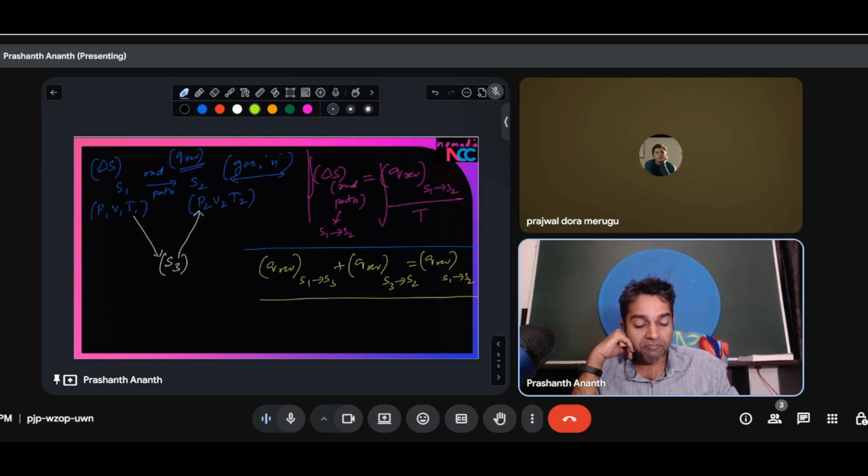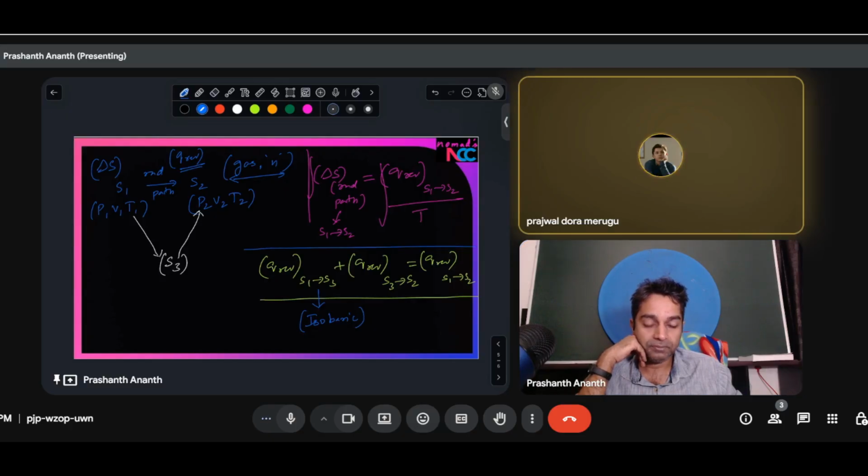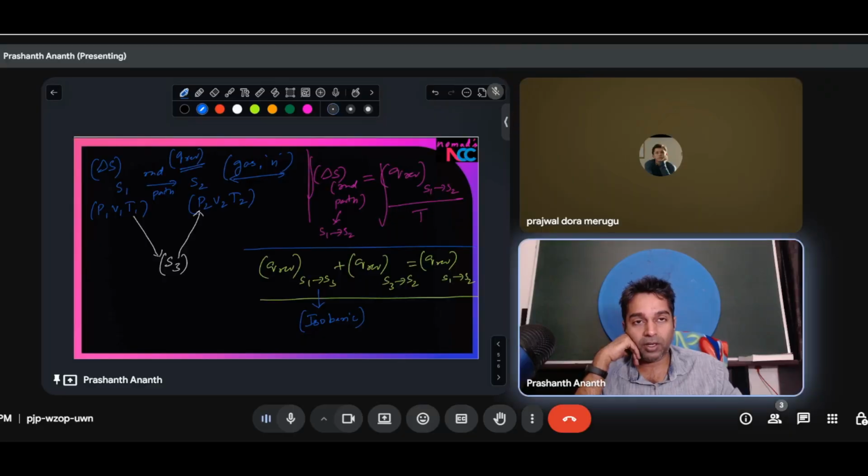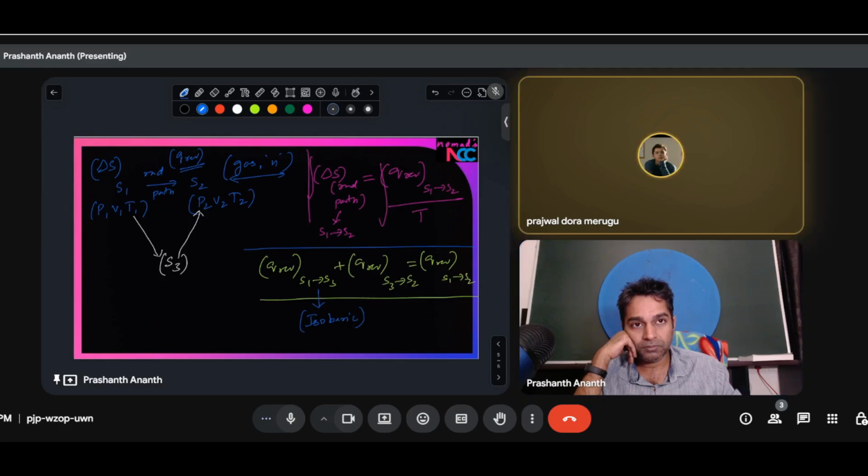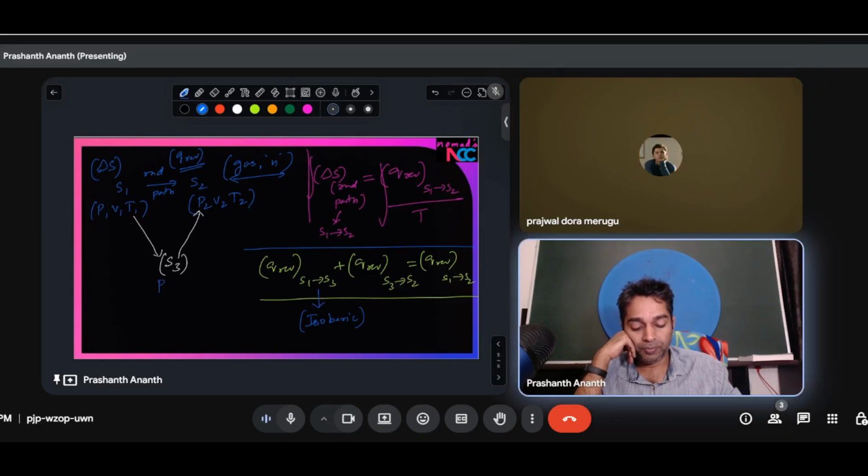So what is the idea here? S3 is going to be, let's say, the S1 to S3 path. We can take it as some kind of specific path. Let's say I'm taking it as an isobaric path. If it is an isobaric path, what does it mean? Constant pressure is maintained or constant volume is maintained? Constant pressure. Good. So S3, what can I know for it? What all will I know? It exists at the same pressure as S1. Good. P1.